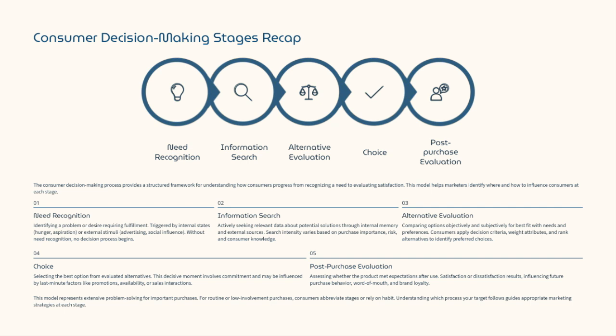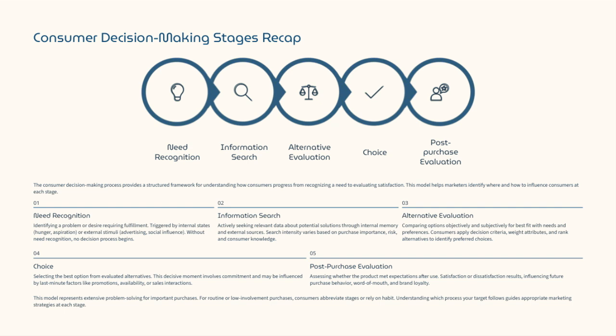consumers compare options during the alternative evaluation stage. They weigh different attributes and criteria, both objectively and subjectively, to find the best fit for their needs and preferences. They assign importance to various factors, rank the options, and identify their preferred choice.